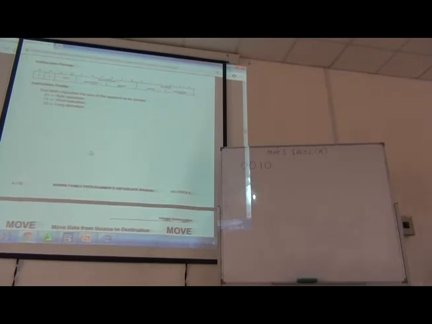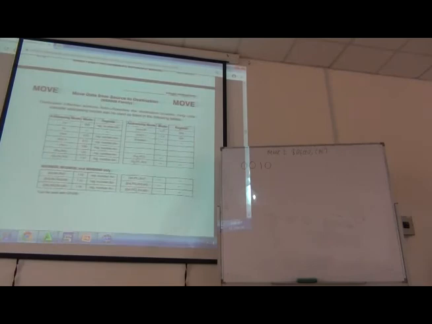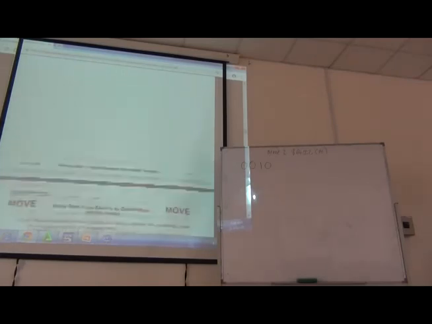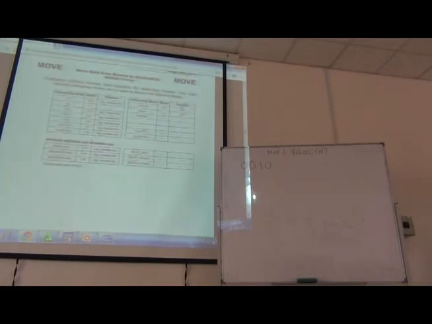Destination table is this one. Look carefully. This is the destination effective address. The other table is basically the source effective address. So you have to refer to the right table. The first table, for the destination, is this one.